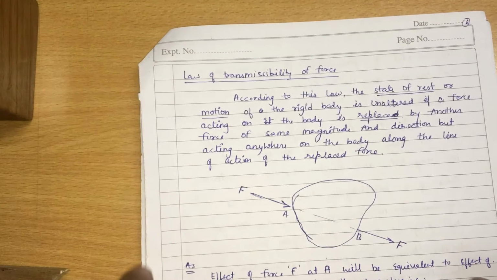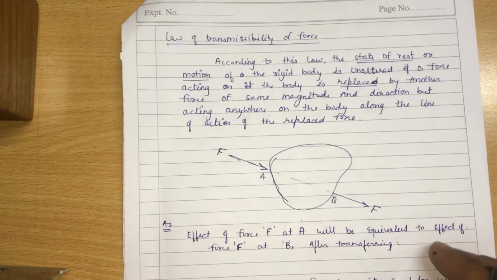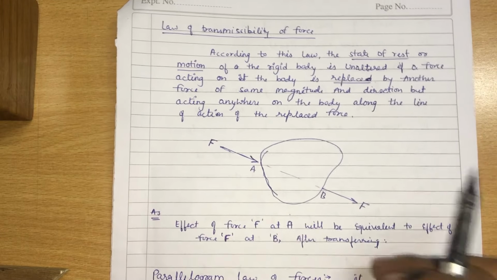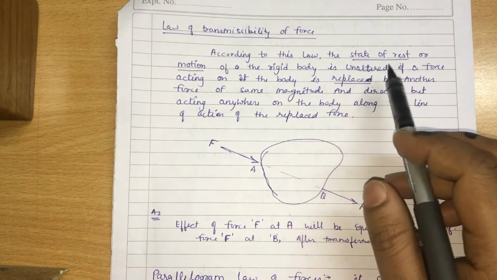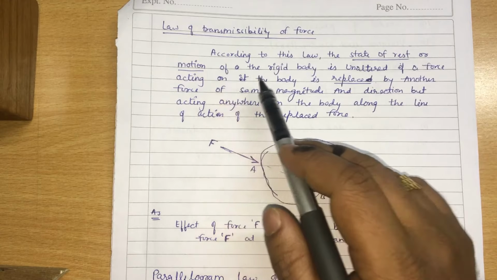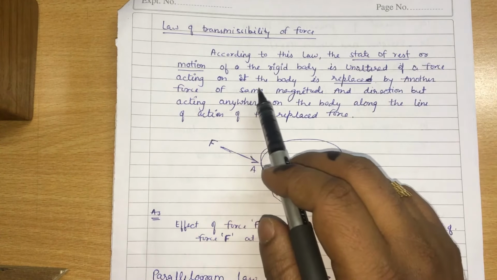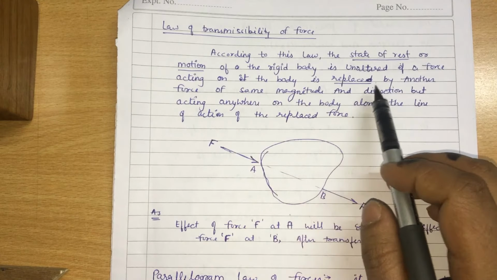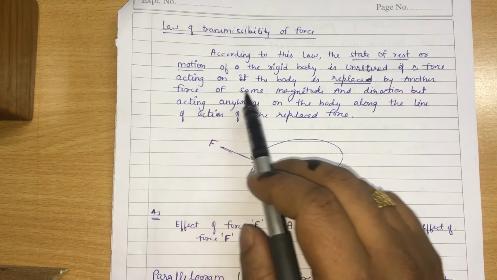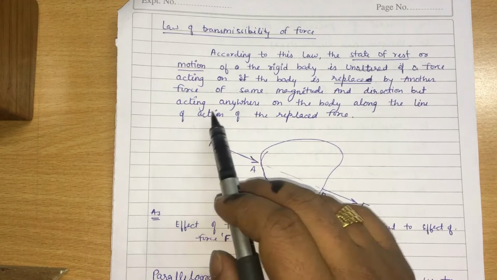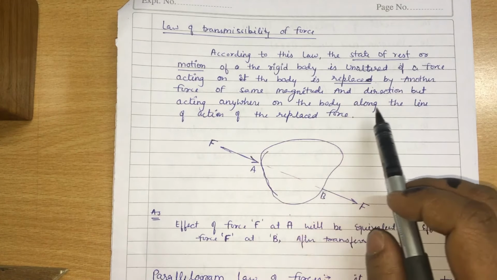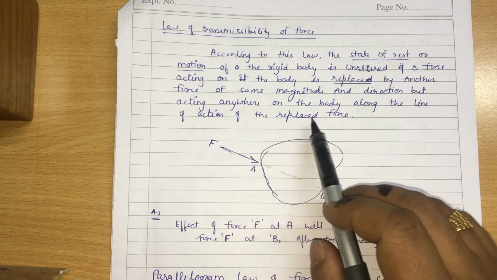Now come to the law of transmissibility of forces. That is very important. According to this law, the state of rest or motion of a rigid body is unaltered if a force acting on the body is replaced by another force of the same magnitude and direction, but acting anywhere on the body along the line of action of the replaced force.